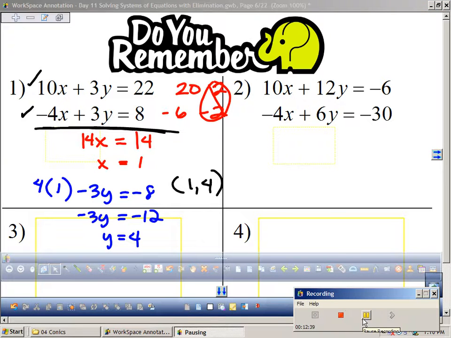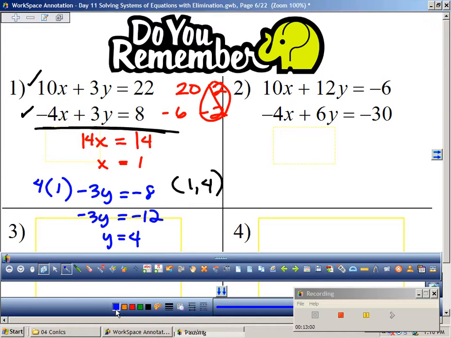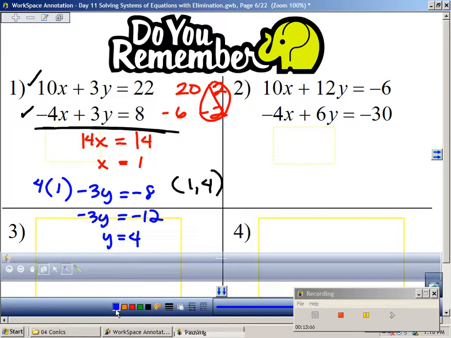All right, guys, number 2. How about, Lucas, what did your table group come up with? How would you eliminate for this one? What would you do in order to eliminate this one? One of them. Yes. Change it to what? What did your table group come up with? What strategy would you come up with to eliminate either the x's or the y's? Divide by -1.